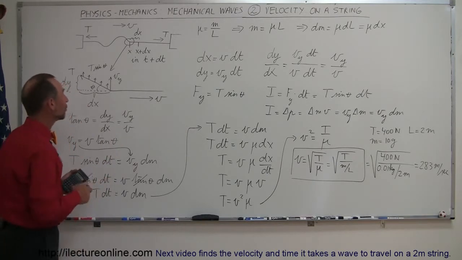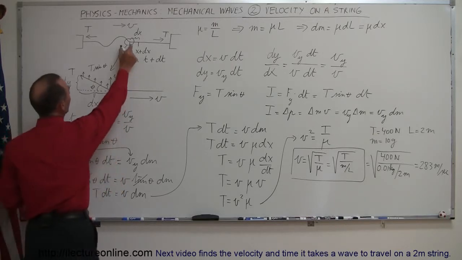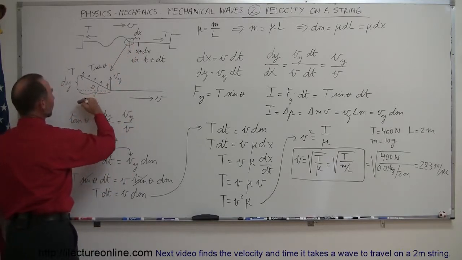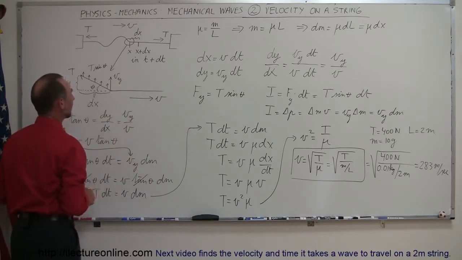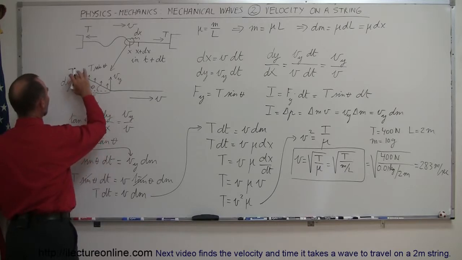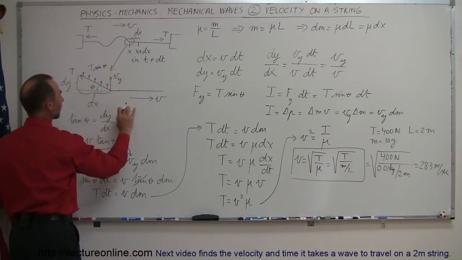But again, a quick review here. If we want to find out how fast waves move on a string, we take a quick snapshot at the very edge of the string. We notice that a very small piece of it starts rising up at velocity v in the y direction as the wave moves in the x direction. So we can relate the angle to the displacement in the y divided by the displacement in the x, which is the ratio of v in the y divided by v in the x.